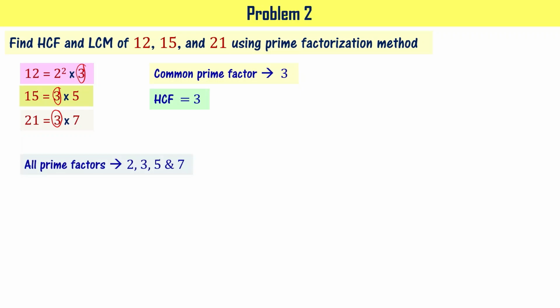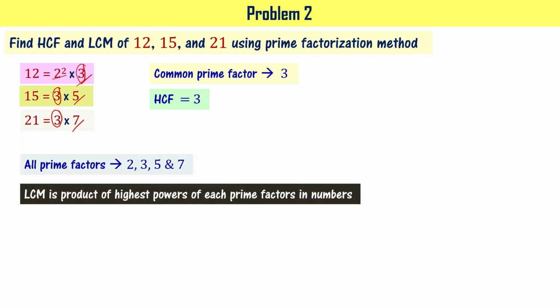And if you observe, all the prime factors involved are number 2 here, number 3 that is here, and number 5 and number 7, right? And we know that LCM is the product of the highest powers of each prime factor in the numbers, right? So the highest power of 2 is 2, that is here, and the rest of the numbers have got only 1 as the power, right? So now we can write the LCM of these three numbers as 2 square times 3 times 5 times 7, that is equal to 420, right?